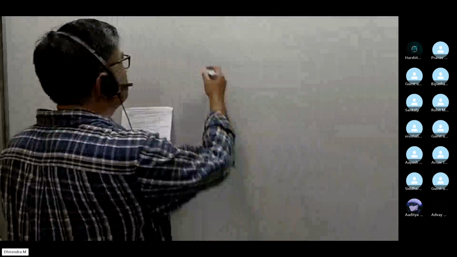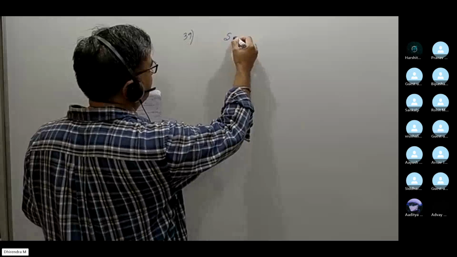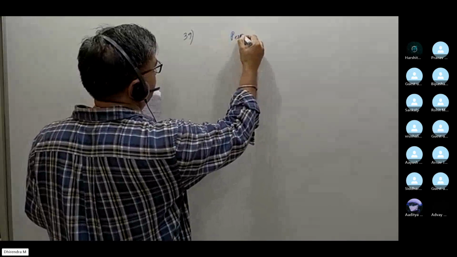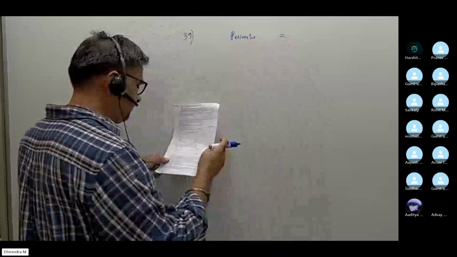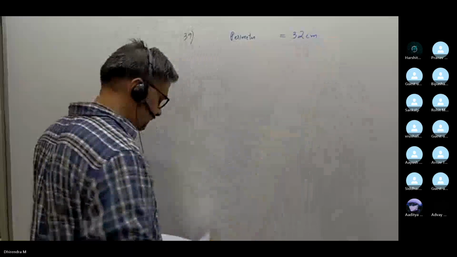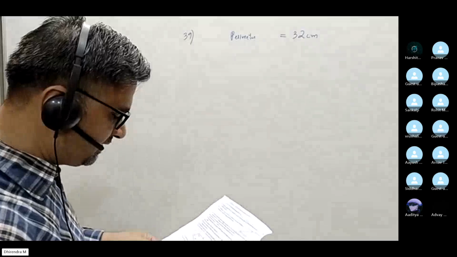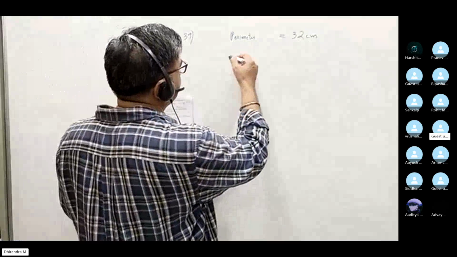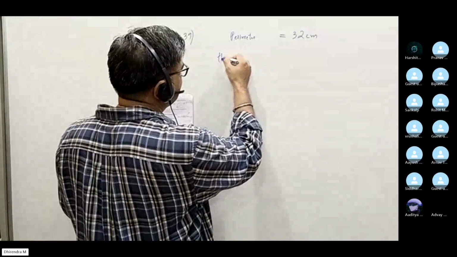It says the perimeter of an isosceles triangle is 32 centimeters. So let us write things. Perimeter of the isosceles triangle is how much, folks? 32 centimeter. Yes. And the ratio of the equal side to its base is 3:2. So the ratio of equal side to base is 3:2.